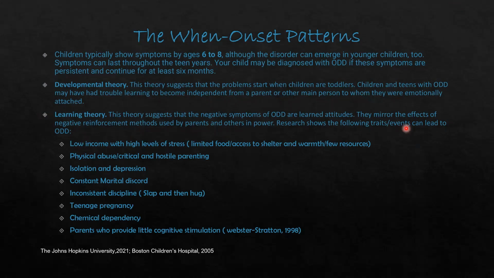So this shows the events that can lead to ODD. Low income with high levels of stress, no food, access to shelter, physical abuse, or just that hostile parenting. It doesn't have to be hitting. Isolation and depression, marital discord, inconsistent discipline, slap then hug, teenage pregnancy, chemical dependency, and parents who provide very little cognitive stimulation.